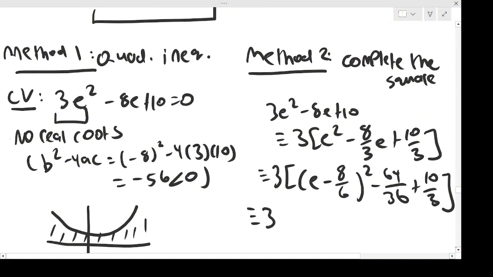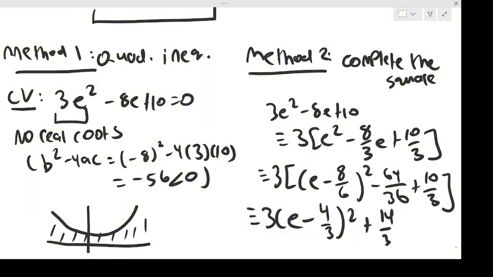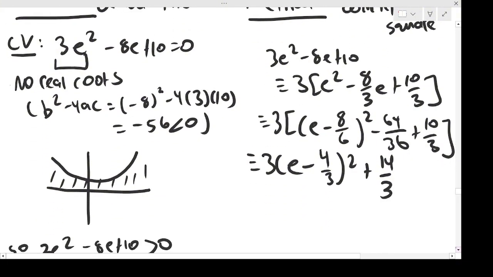Then if we simplify, we're going to get 3 lots of e minus... now 8 over 6 will go to 4 over 3. Not that that matters, but we can simplify that. Then if we expand that bit, we get plus 14 over 3 at the end here. If we expand all that out, that should be the completed square form.